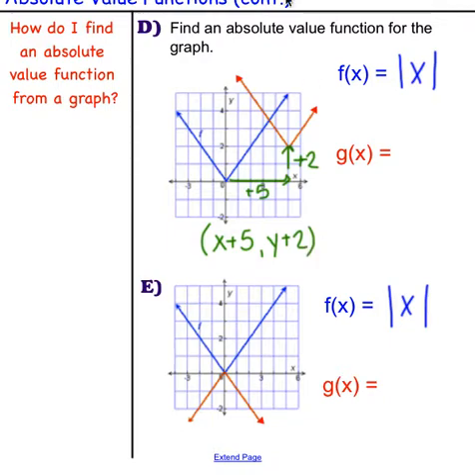Now, if we recall, if we go to the right and it affects x, that's horizontal, it's going to be inside, but it's going to be the opposite. So I know that to x, we're going to actually write x minus 5 because it is the opposite of what our rule says. And then y plus 2 is going to go on the outside, and it is as it states. So it would be the absolute value of x minus 5 plus 2.